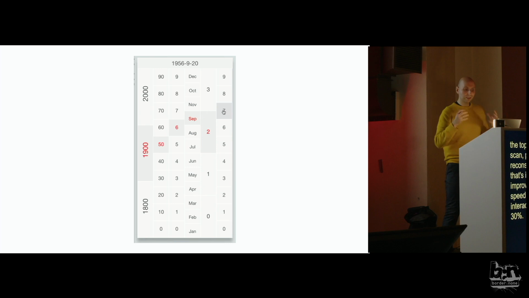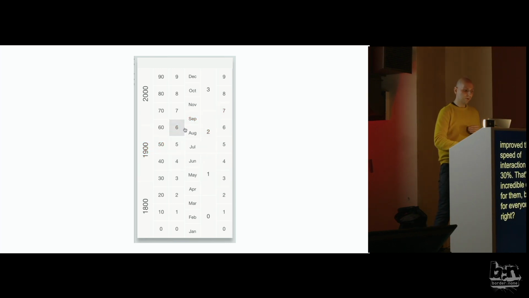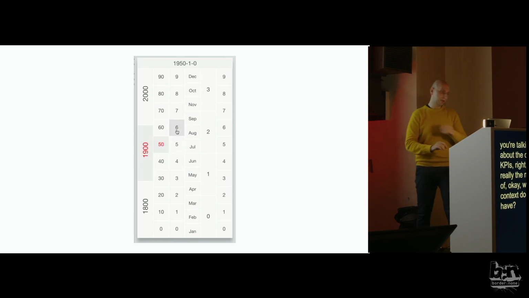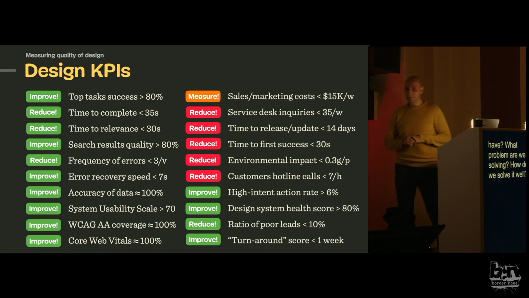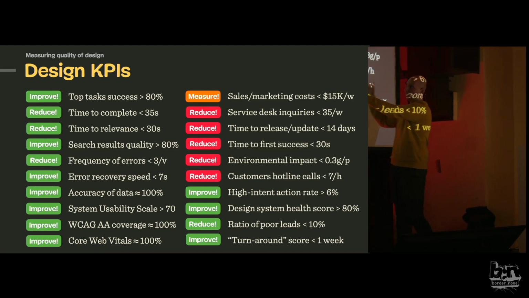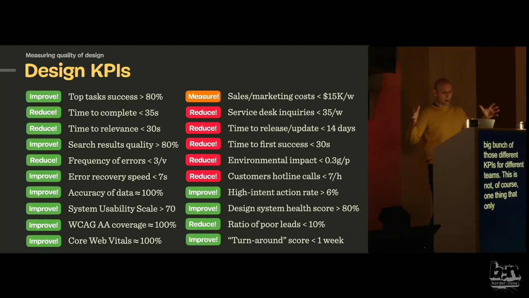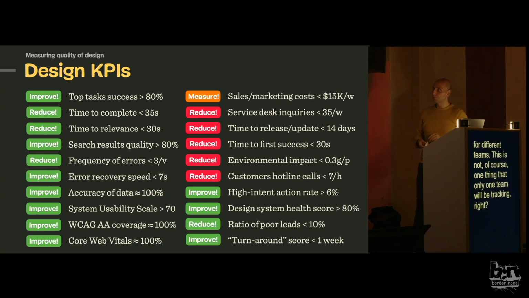So when we're talking about design KPIs, it's really a matter of, okay, what context do we have? What problem are we solving? How do we solve it well? So for the European Parliament, for example, we had to establish a big bunch of those different KPIs for different teams. This is not, of course, one thing that only one team will be tracking, right? But this is just a lot of stuff that different teams will be responsible for.